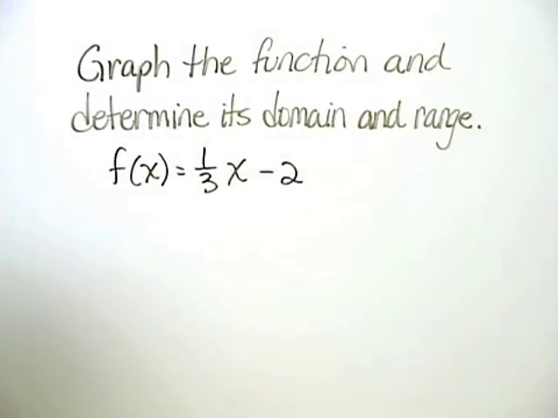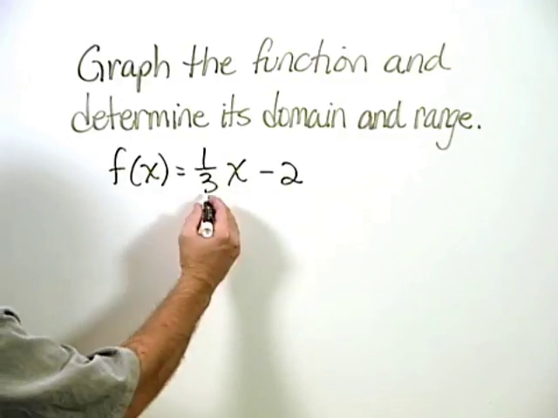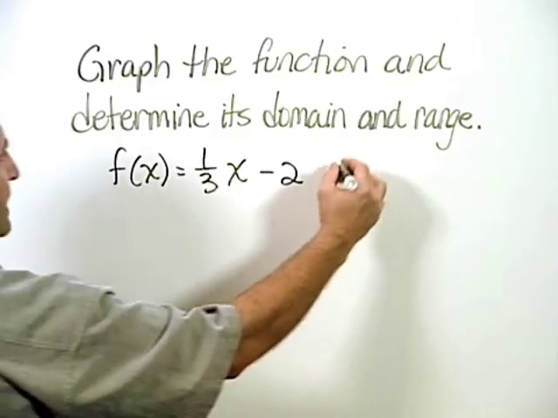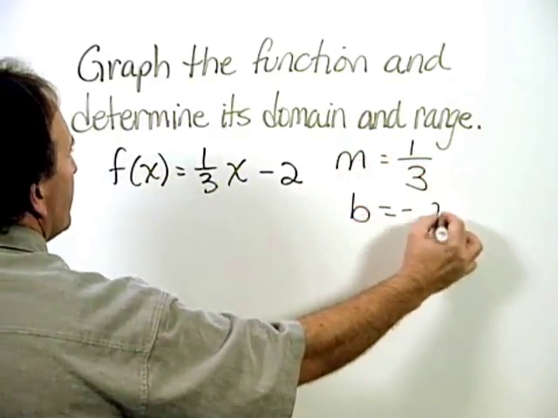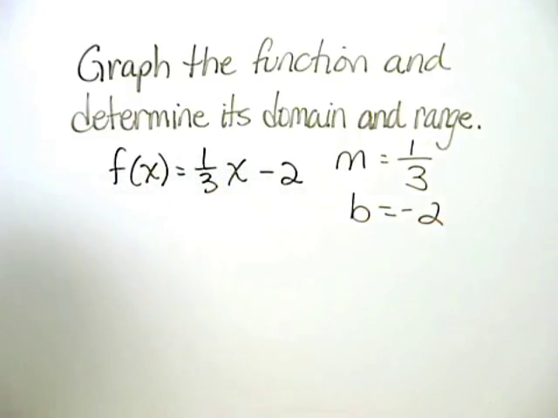Graph the function and determine its domain and range. f(x) = 1/3 x - 2. You should recognize this as a linear function, f(x) = mx + b. So m is equal to 1/3, b is equal to -2.